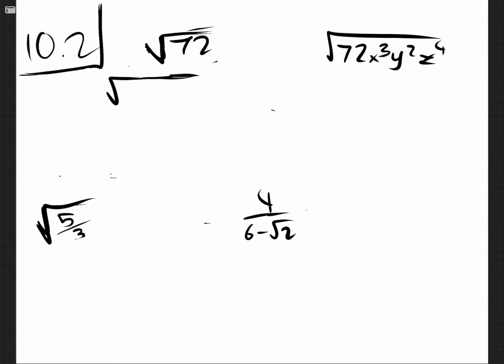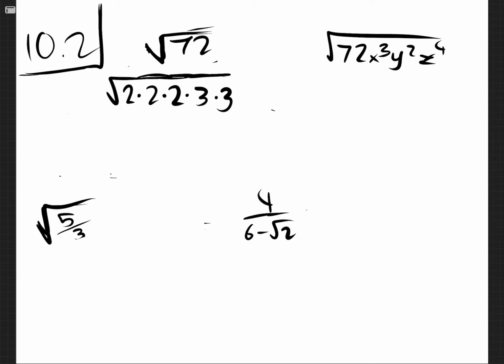You know how to do this, so I'm just going to skip over it. The prime factorization of 72 is 2 times 2 times 2 times 3 times 3. And then you look through the factors and figure out if there are any perfect squares.